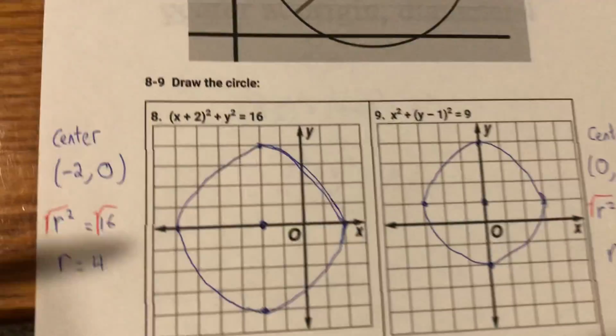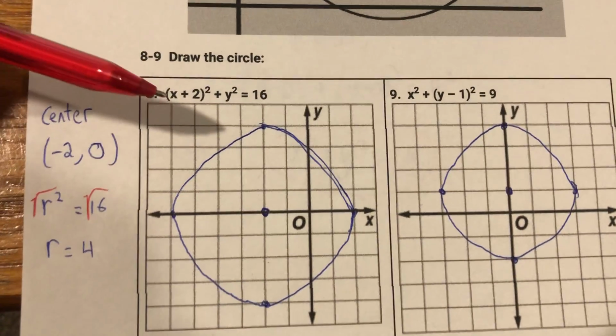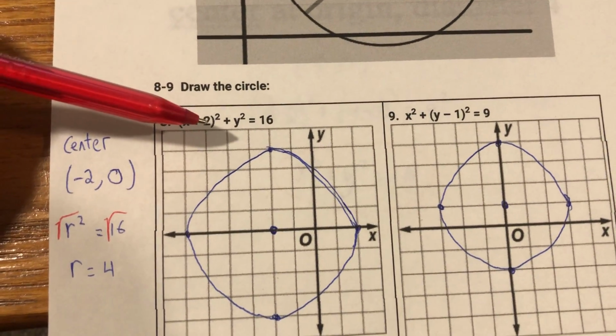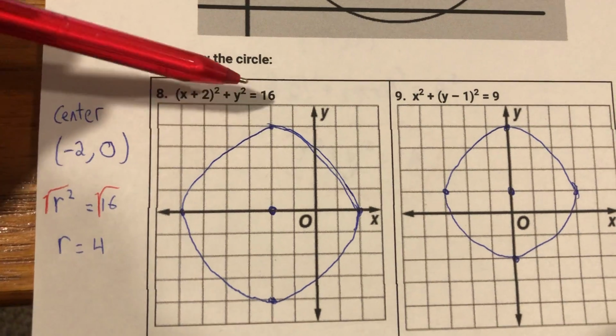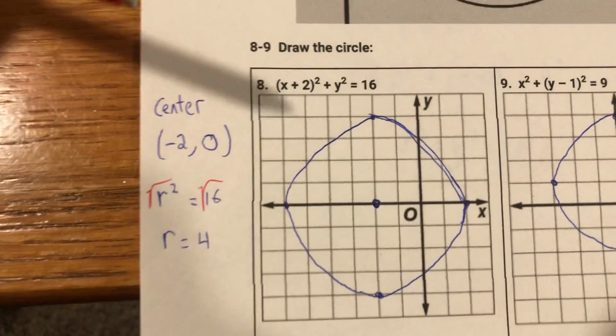So on 8 and 9 here, we ended up having to draw the circle. And if we look at the equation they gave us, we have a positive 2 in the parentheses here, and then we actually have nothing with the y. It's just y squared. So first of all, I would figure out what the center coordinates of the circle are based on that.